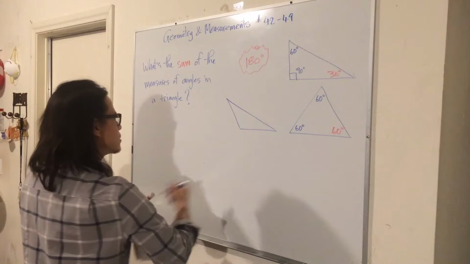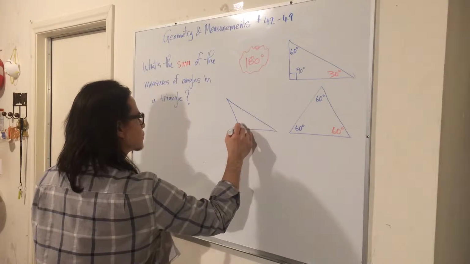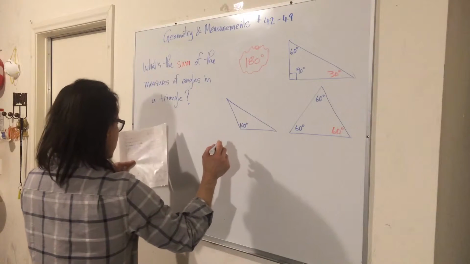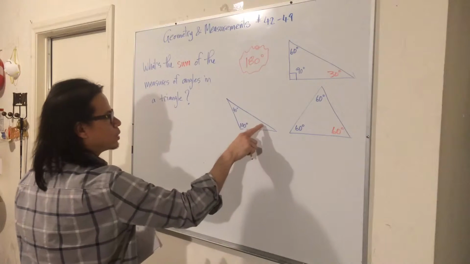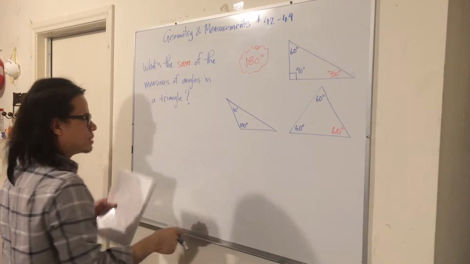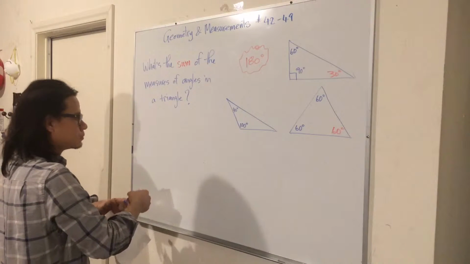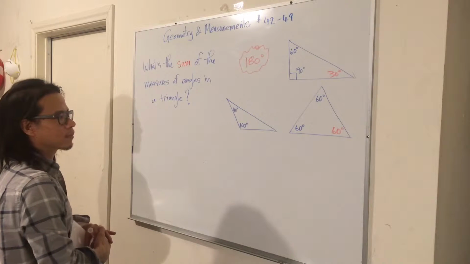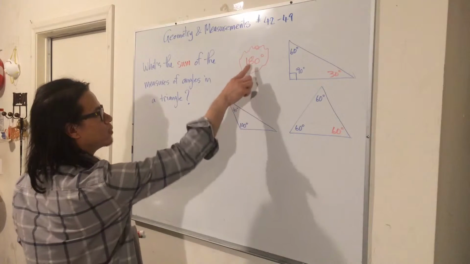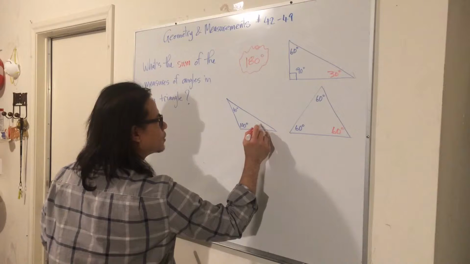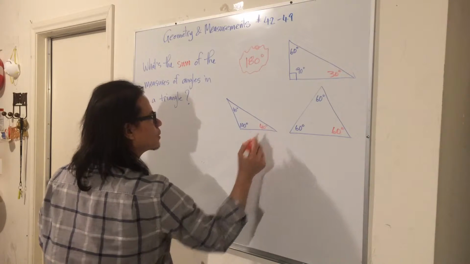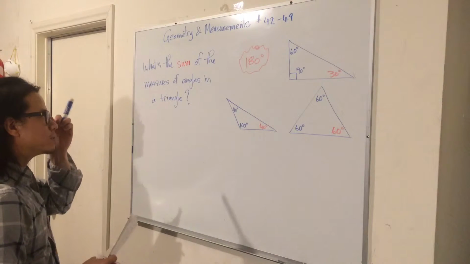So let's say this is 100 degrees, and let's say this is 40 degrees. What would be the measure of that missing angle there in order to add up to be 180? So if you say this is 40, you are correct. So pretty straightforward here.